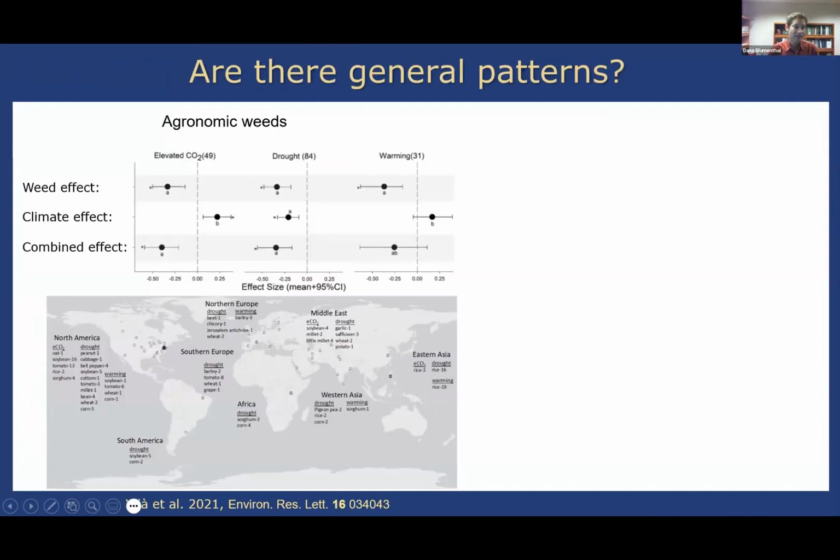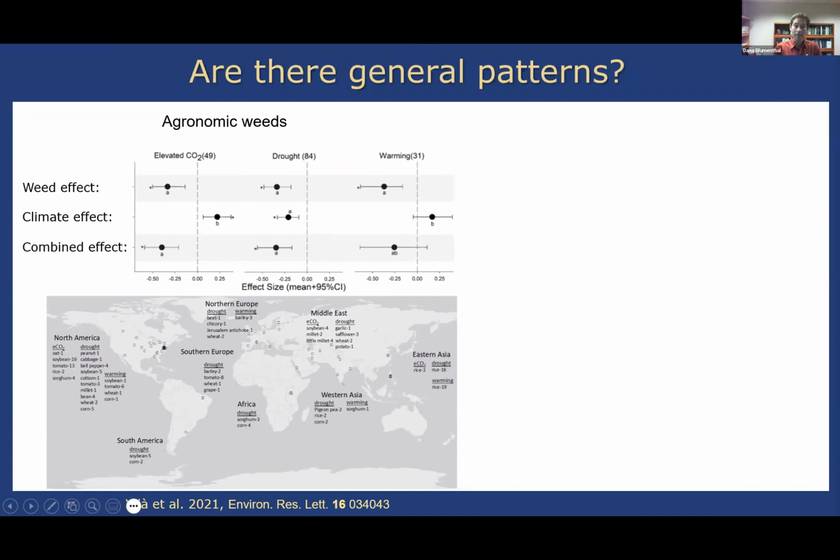One of them was by Vila et al. in 2021. And what this meta-analysis did was it included studies that had both crops and weeds in competition with one another under different environmental conditions. So elevated CO2, drought, and warming were the changes for which there was enough data. And what this setup allows them to do is look at the effect of the weeds on the crop. That's the top row here.